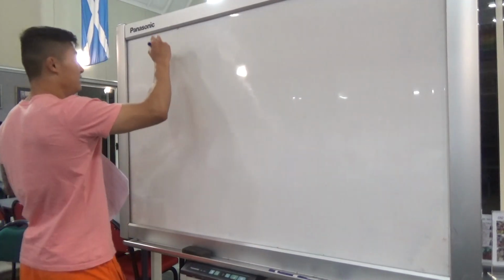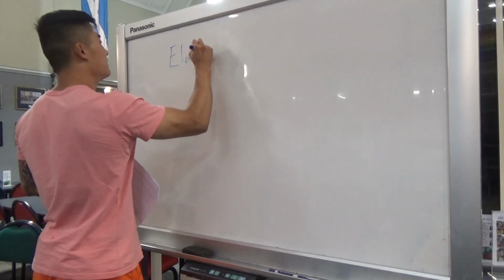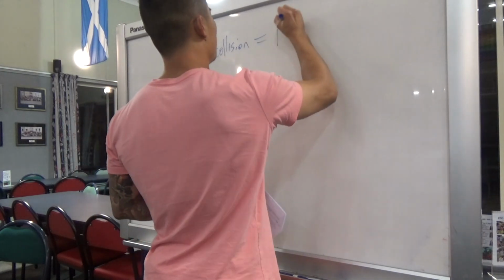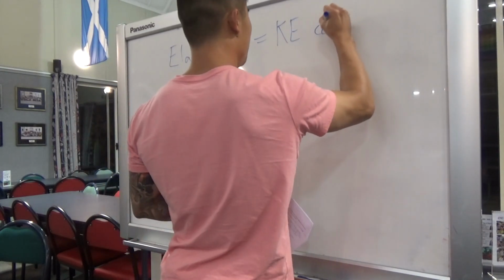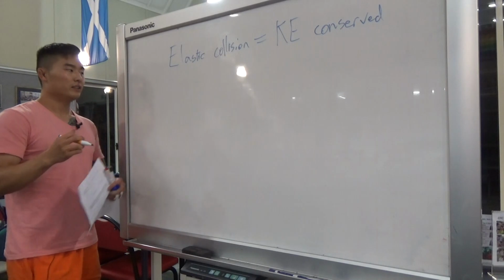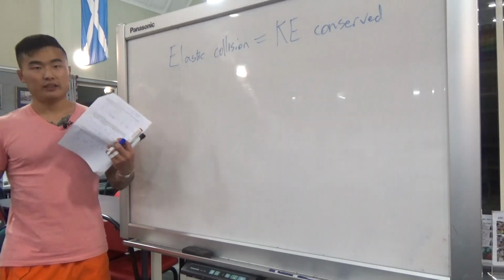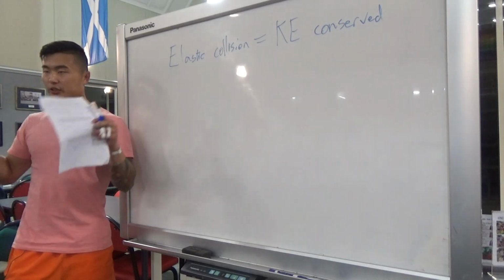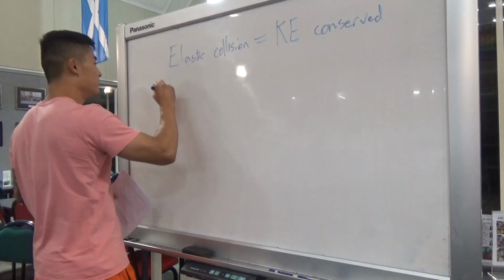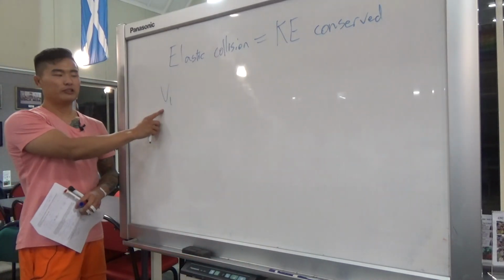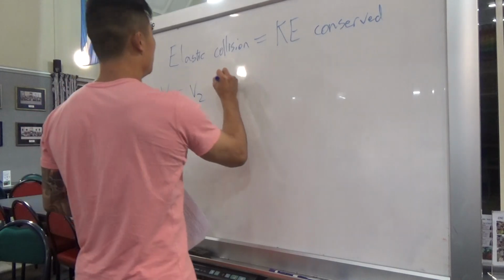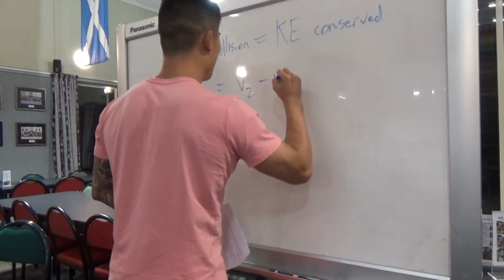So first of all, it's an elastic collision, which means that kinetic energy is conserved. If kinetic energy is conserved, the relative velocity, so the difference in velocity between the 2 objects, is also conserved. That means that you can use this equation. You can only use the equation that I'm about to write if it's an elastic collision. So V1 minus V2 is equal to V2 minus V1.